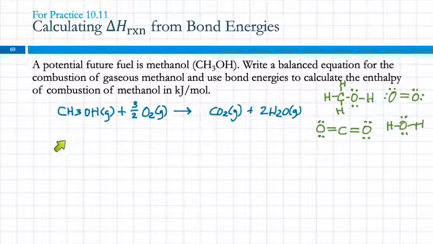So I'm going to look at my reactants here, and I have 1 mole of methane. In this 1 mole of methane, I have 3 carbon-hydrogen bonds. Do you see that? There's 1 carbon-hydrogen, 2 carbon-hydrogen, 3 carbon-hydrogen. So I have 3 moles of those bonds in 1 mole of methanol. Everybody okay with that?